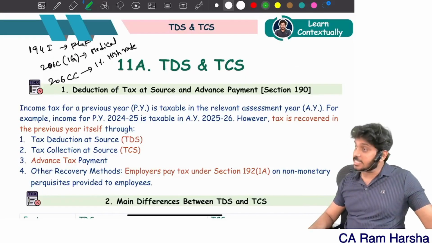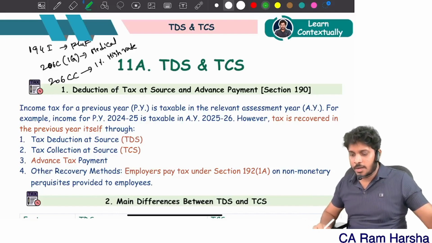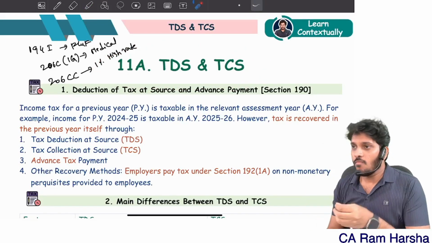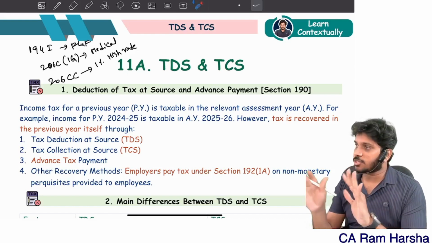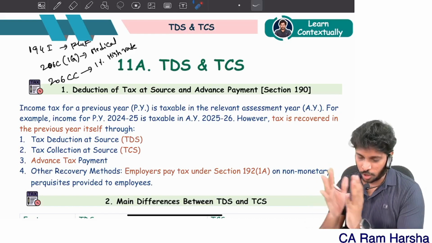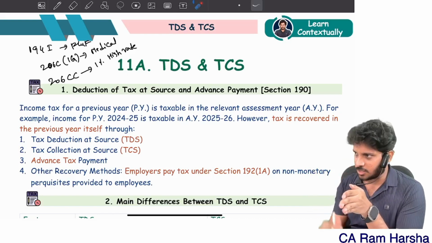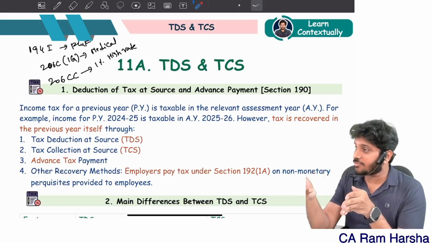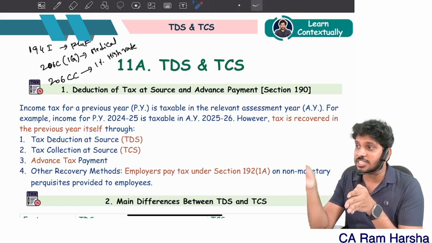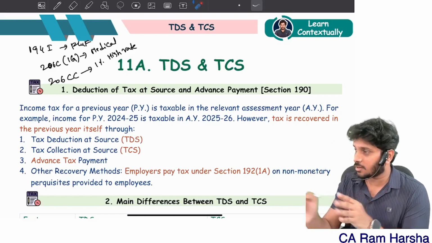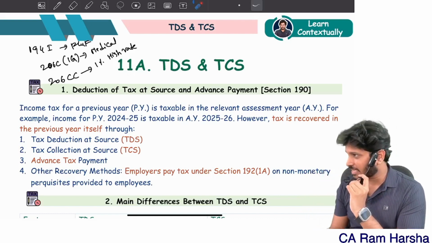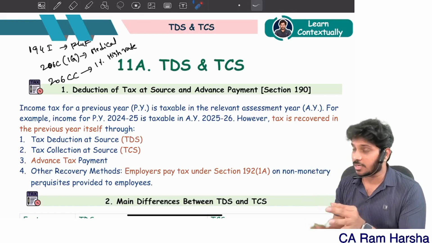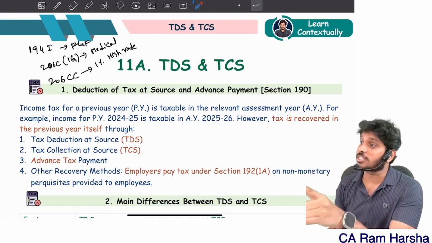Let's begin TDS, TCS and advanced tax revision. First we will finish TDS related revision, then we'll get back to advanced tax. Generally, in the basic concepts topic, what we understood is that income is earned in the previous year. For that, computation of tax, assessment of tax, filing of return, and payment of tax will be made in the next year, and that next year is called the assessment year. But the department will collect tax on the income. They don't wait until next year. They directly collect from you at the source itself.